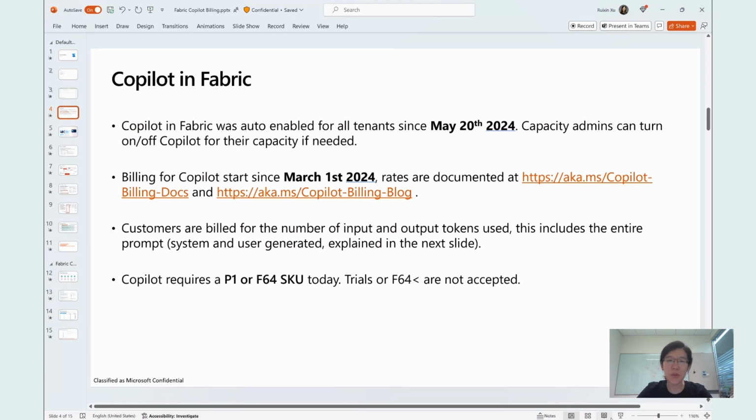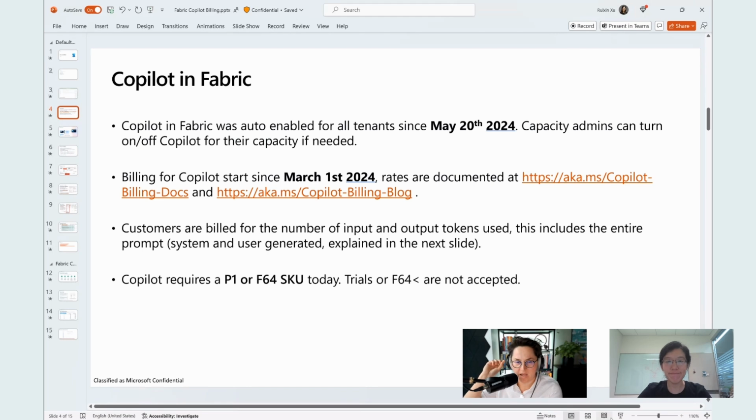We got a lot of inquiries about whether users need to pay for additional capacity for Copilot. The answer is no. Copilot will consume your existing Fabric capacity, but it requires a P1 or F64 or above SKU. Any trials or SKUs lower than that are not accepted.